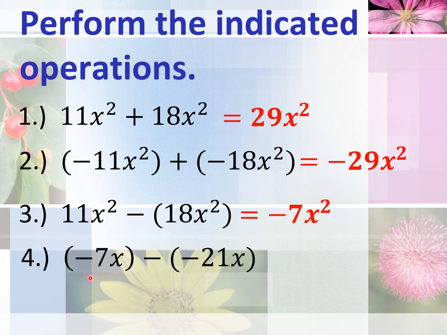Next, number 4. We have negative 7x minus negative 21x. So, same process kanina, retain lang to, yung negative 7x. Then, change yung sign nito, magiging positive. And then, of course, yung 21 ay magiging positive. So, we have keep, change, change. Then, syempre, parehas yung kanilang variable, so we can now proceed. That will become negative 7x plus 21x.